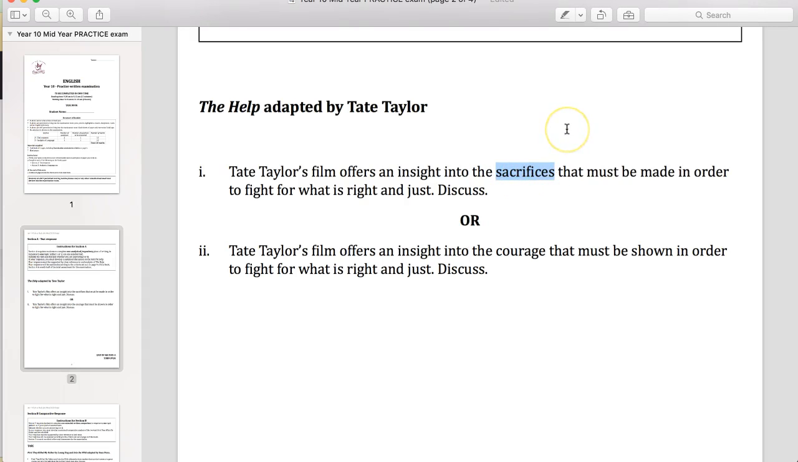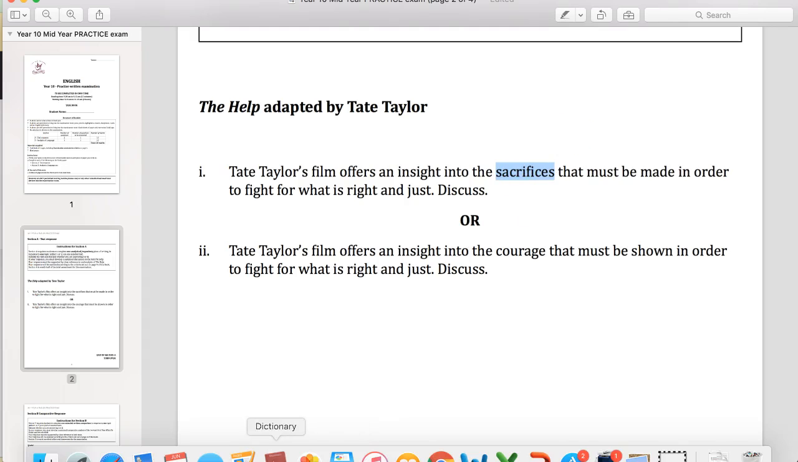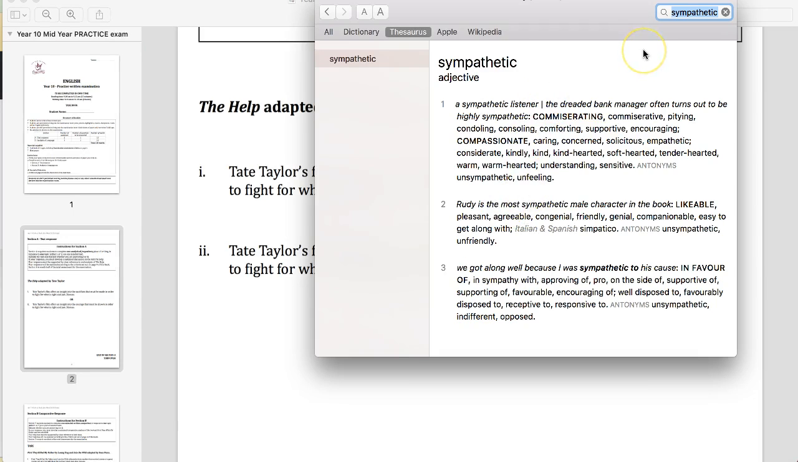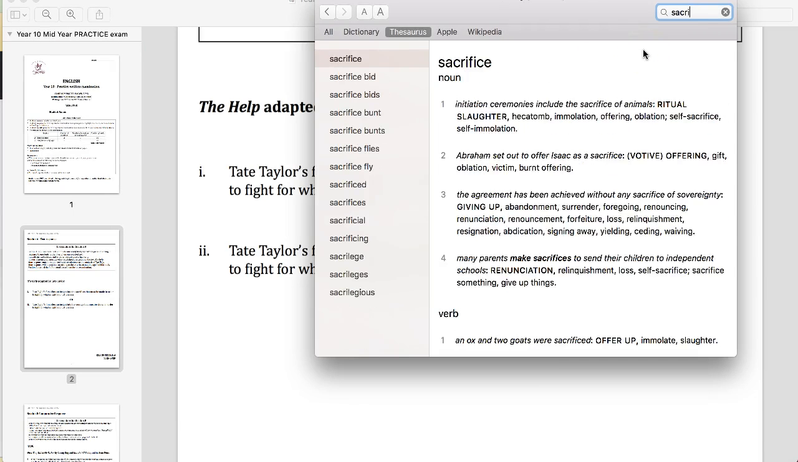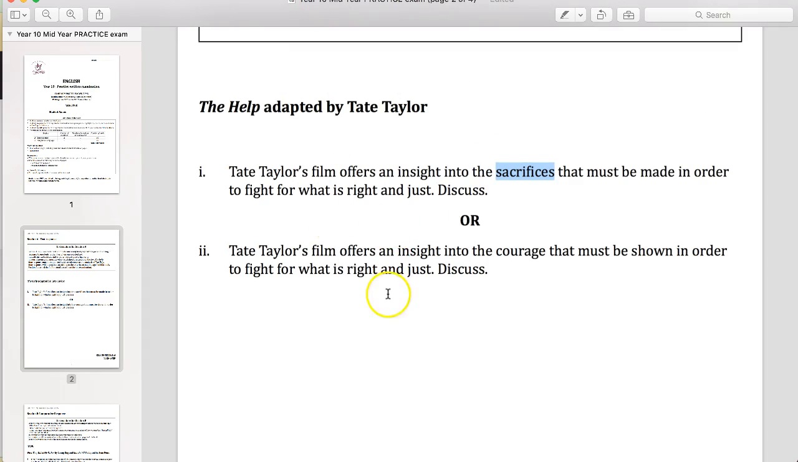There are plenty of other synonyms you can use, and I would suggest you go to your dictionary and start using them. So sacrifice. We are thinking about giving up, abandon, surrender, forego, renounce, renunciation, forfeit, loss, relinquish. All of those are good words in that one there. Okay, so use your thesaurus, that's what it's for.